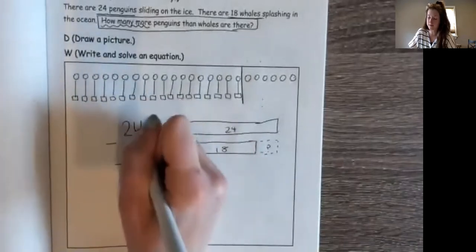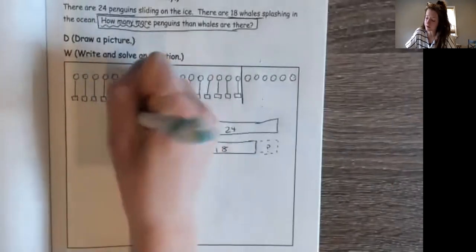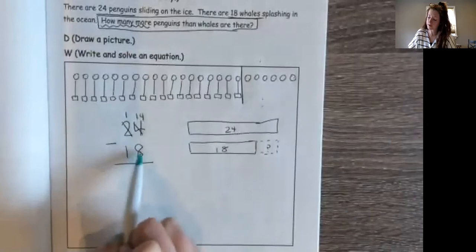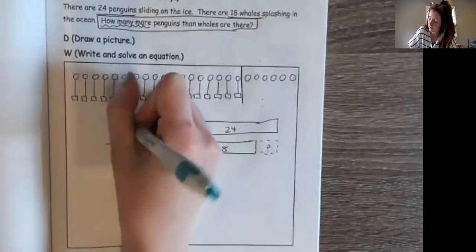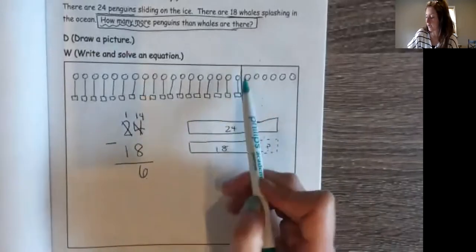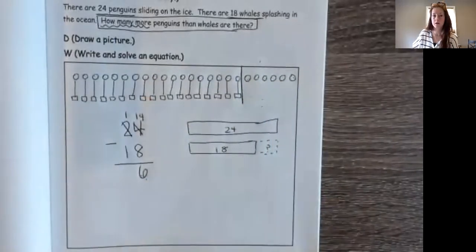24 minus 18, start in the ones place. 4 minus 8, I can't do that, so I'm going to borrow from the tens place, borrow a 10, bring this over, make this 14. 14 minus 8 gives me 6. 1 minus 1 is nothing, so I have 6 more. This matches my picture, right? 1, 2, 3, 4, 5, 6, and 6. So I know that there are 6 more penguins than whales.